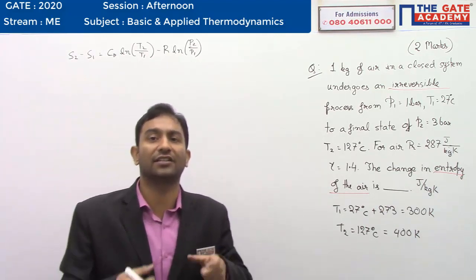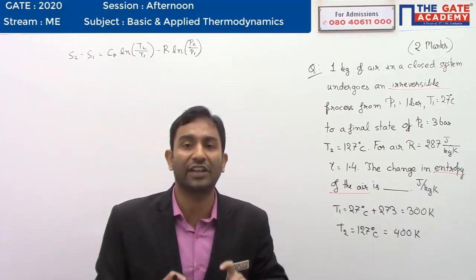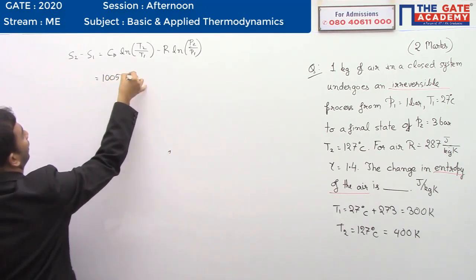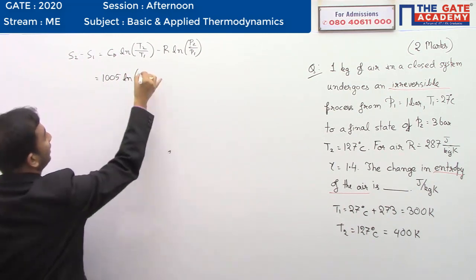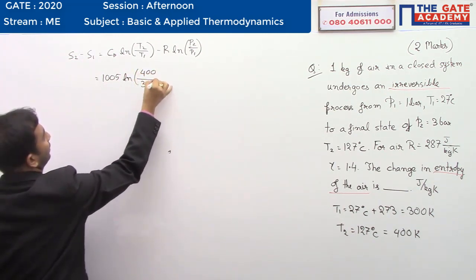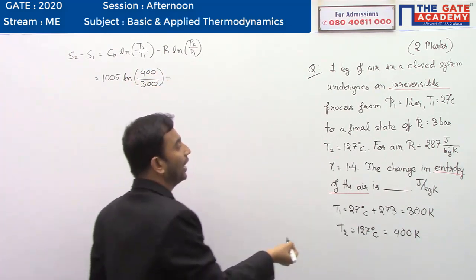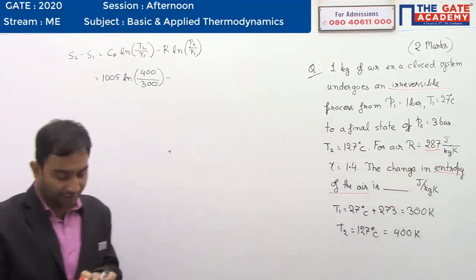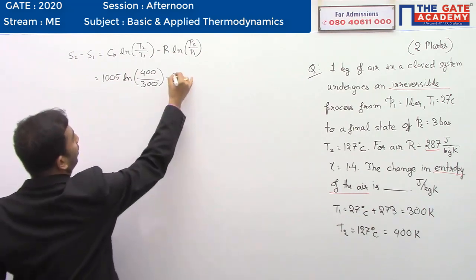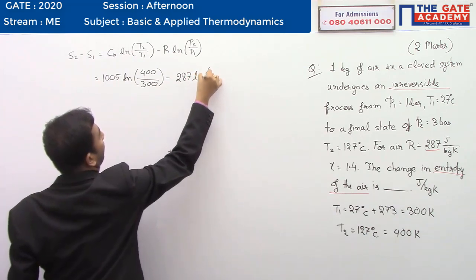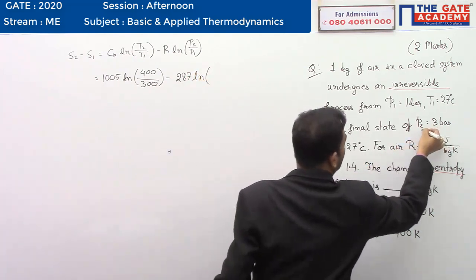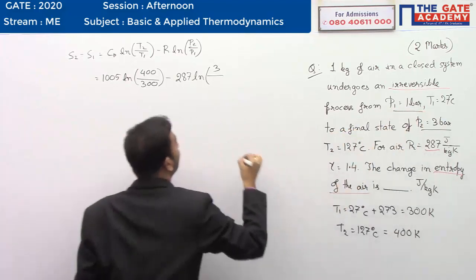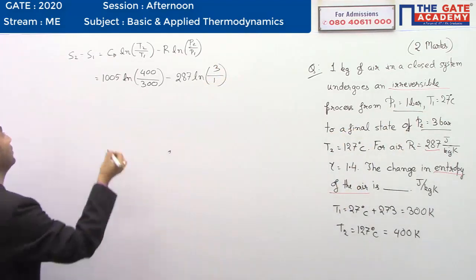We know from our knowledge that the Cp for air, the specific heat at constant pressure for air, is equal to 1005 ln T2 over T1, we have already seen, T2 is equal to 400 and T1 is 300, minus the R value for air, which is given to us. The R value is given as 287 over here. Very good. No problem for that. 287 ln P2 over P1. Definitely P2 is also given to me. Here is the P2, 3 bar. And P1 is also known to me somewhere over here. Very good. P1 is equal to 1.